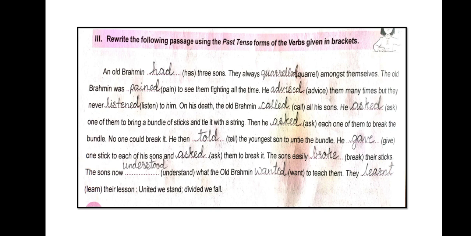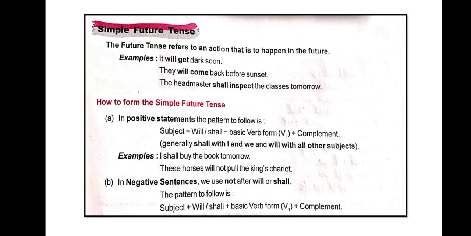So children, these 3 exercises you have to write in your textbook only. Now see the next page, page number 71. We will discuss simple future tense. The future tense refers to an action that is to happen in the future. It means after 1 hour or after 5 minutes or tomorrow or day after tomorrow, after 2 days. So what will be going on, that we don't know. So that is called future tense.